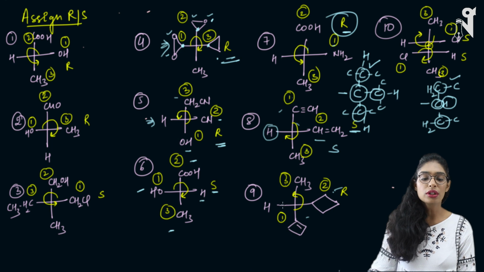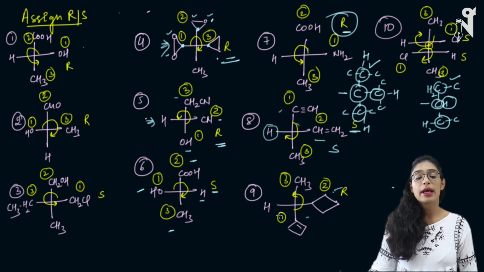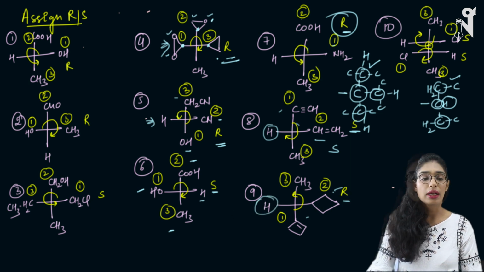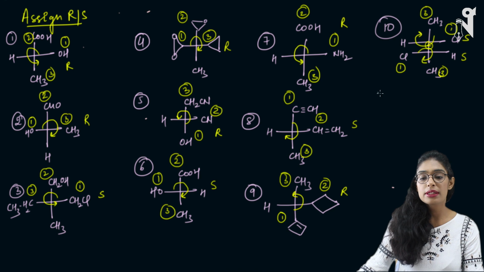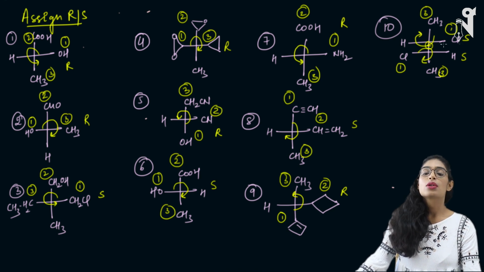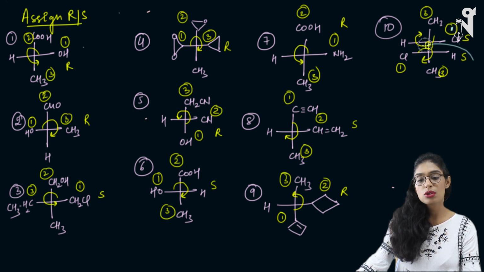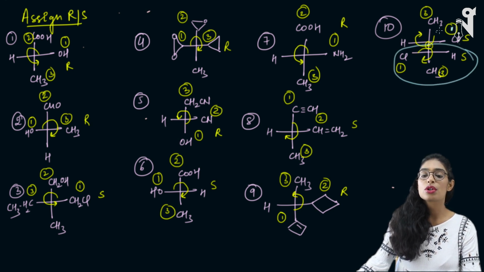Let's go for the rotation. The rotation is going anti-clockwise, and here is hydrogen on the horizontal line, so the configuration is R. Now let's talk about the next compound. It has CH3, Cl, hydrogen, and then the other group. So chlorine will get the first position. This whole group is going to get the second position, and this CH3 is going to get the third position. So we are moving from 1 to 2 to 3 like this.